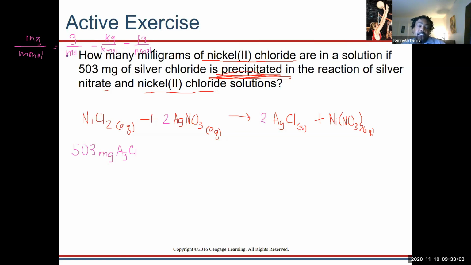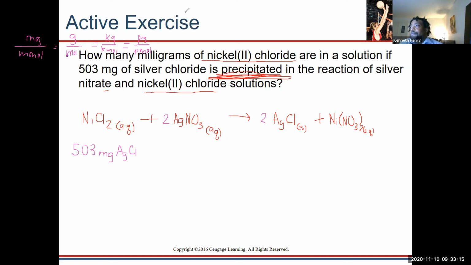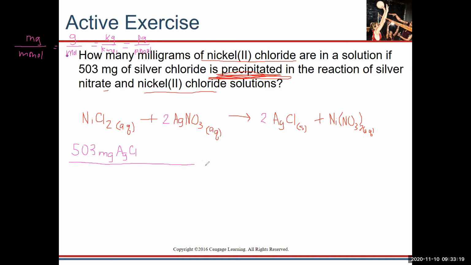Now, we have mass, right? What is that rule? If we have mass, we have to do what first? Convert it to moles. So how can we convert to moles? What am I going to use? The molar mass.